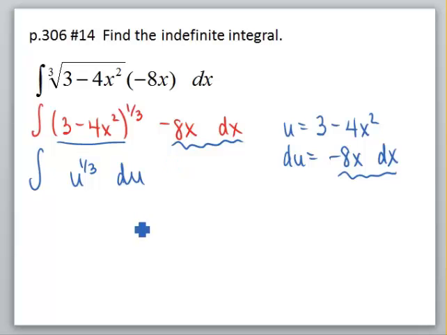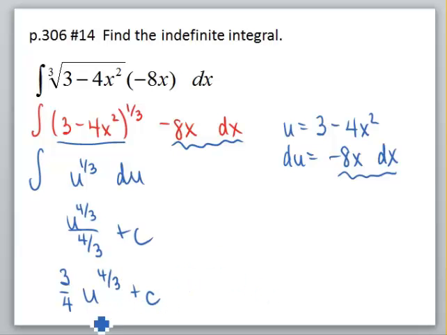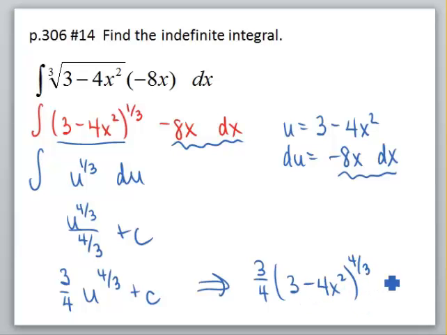So I get this. Now I'll just raise the exponent by 1 and put it over it. This is an indefinite integral, so I have to remember to put my plus c. And so I get 3/4 u to the 4/3 plus c. Now we're not supposed to leave our answers in terms of u because it was x's to start with. So my final answer would be 3/4 times 3 minus 4x squared to the 4/3 power plus c.